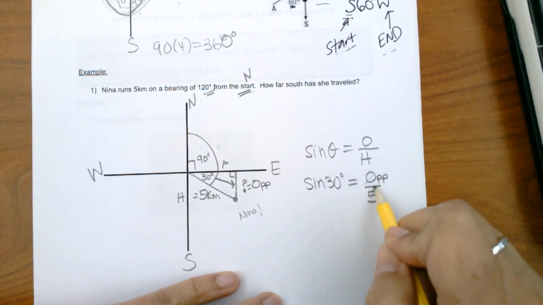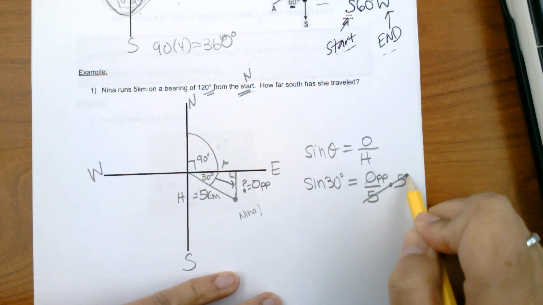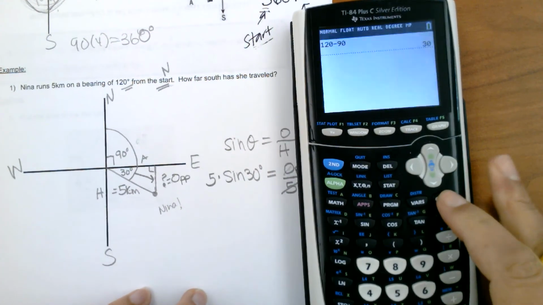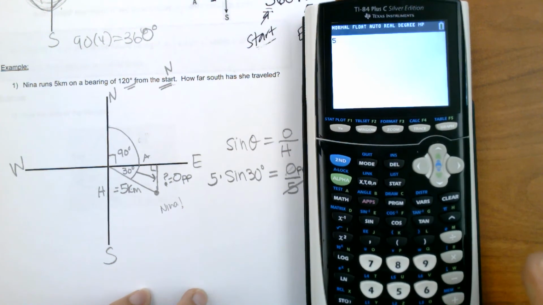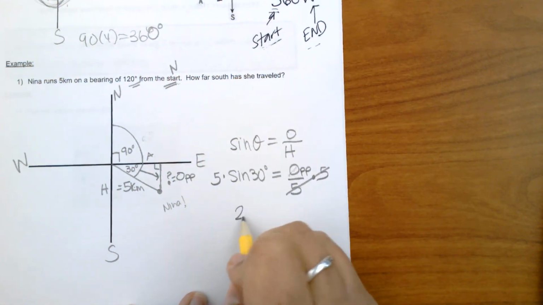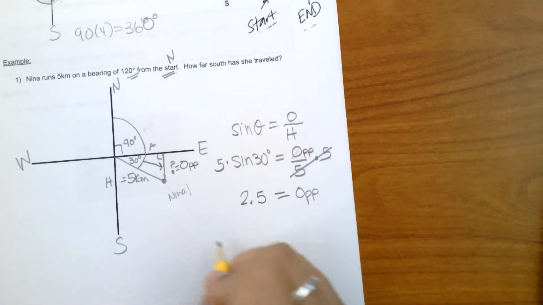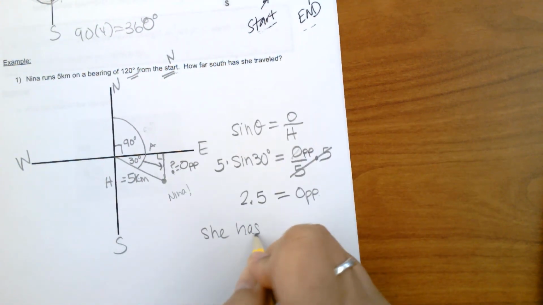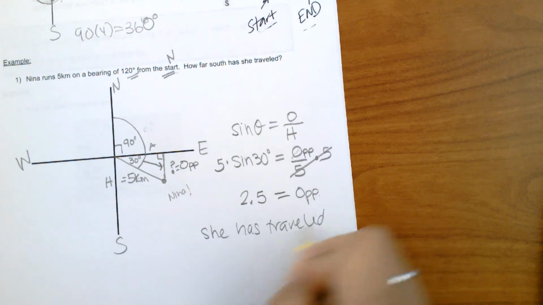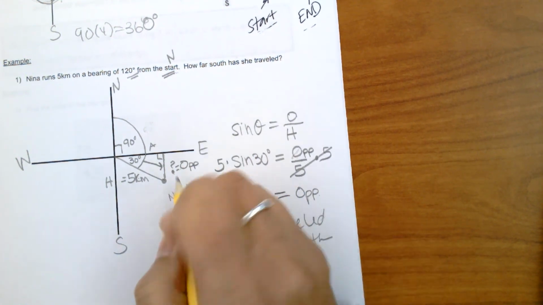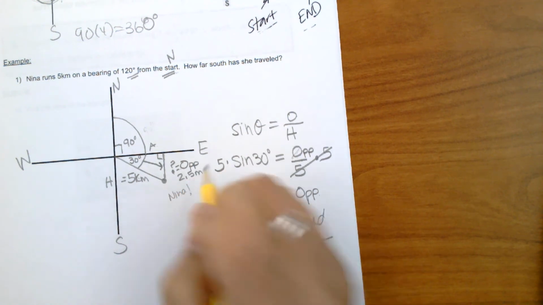Okay, how do we solve? We have to undo the 5. So let's multiply both sides by 5. We can do that in the calculator, so let's do that. We have 5 times sine of 30 degrees, and we're going to get 2.5. So this is 2.5 equals our opposite side. So she has traveled 2.5 meters south. So this would be 2.5 meters. Sweet.